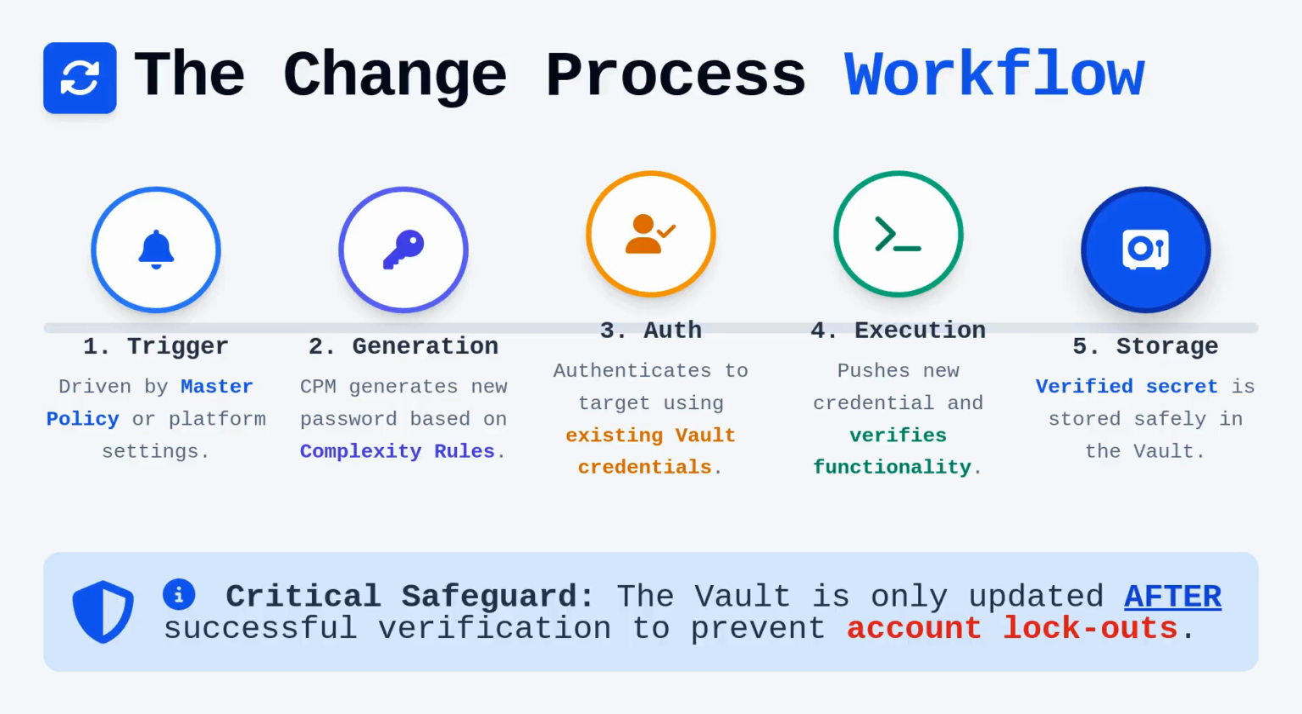Once authentication is successful, the CPM executes the password change command, updates the remote target, and then verifies that the new password is functional. Only after this verification, confirming the success of the update, does the CPM store the new, verified secret within the vault. This sequence ensures that the vault never contains a credential that cannot actually be used to access the target system, effectively preventing locked-out accounts.